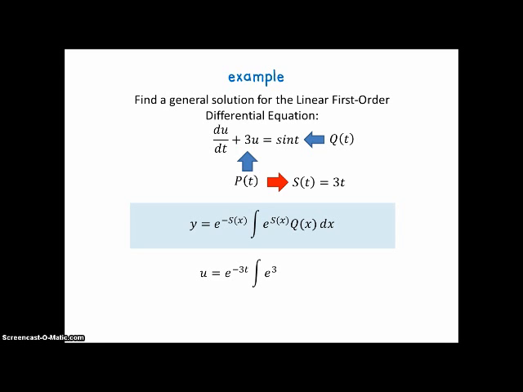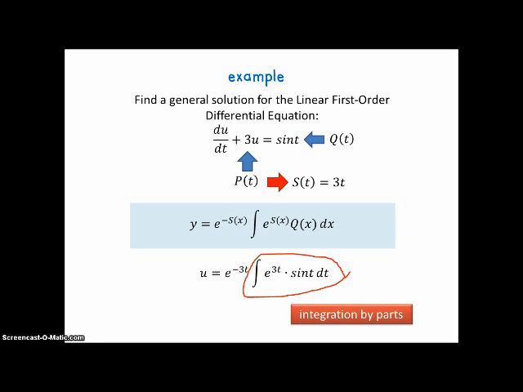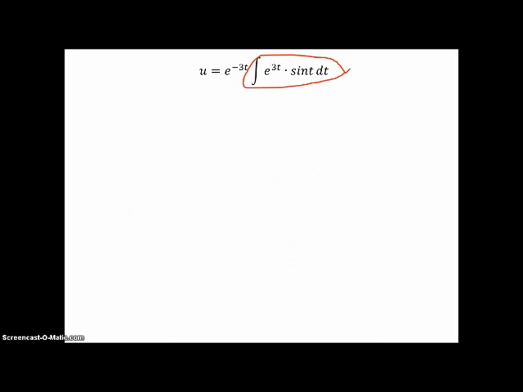And so we get u equals e to the negative 3t times the integral of e to the 3t times sine t dt. Now, that's not so easy to integrate. Do you remember how to integrate something like this? Integration by parts. So let's take a look at that. Here's what we had, and let me rewrite it down here. And we're going to let u equal e to the 3t and dv equals sine t. Or you can do it vice versa, but once you've chosen which way to go, you got to stick with that. We're going to have to integrate twice here.